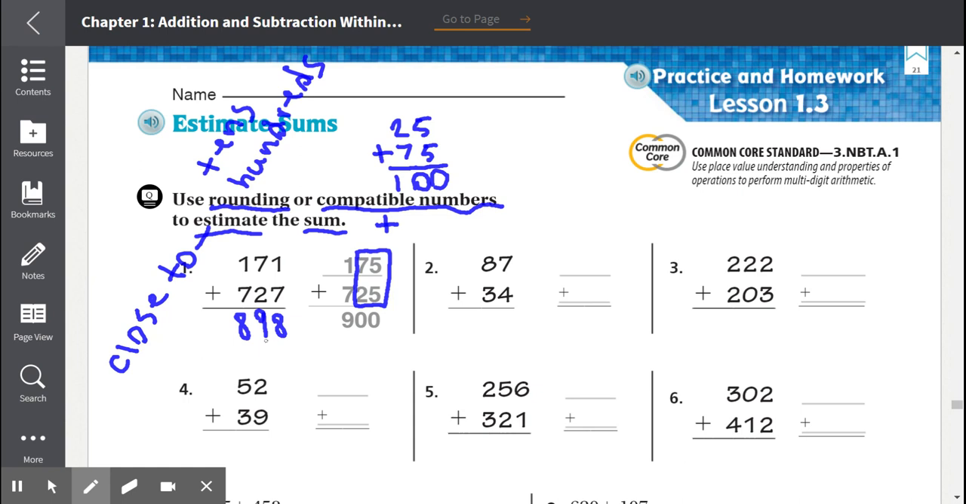87 plus 34. We're going to round this one to the nearest tens. 87 is between 80 and 90, but it's closer to 90. So we round it to 90. 34 is between 30 and 40, but it's closest to 30. Now we add these up. 0 plus 0 is 0. 9 plus 3 is 12. Our estimate is 120.